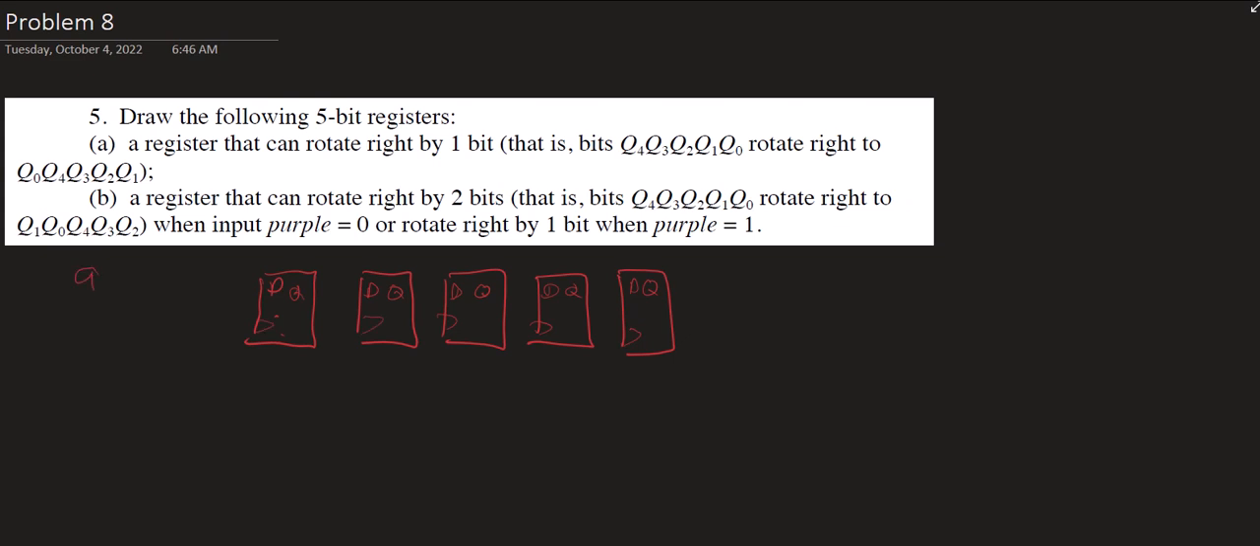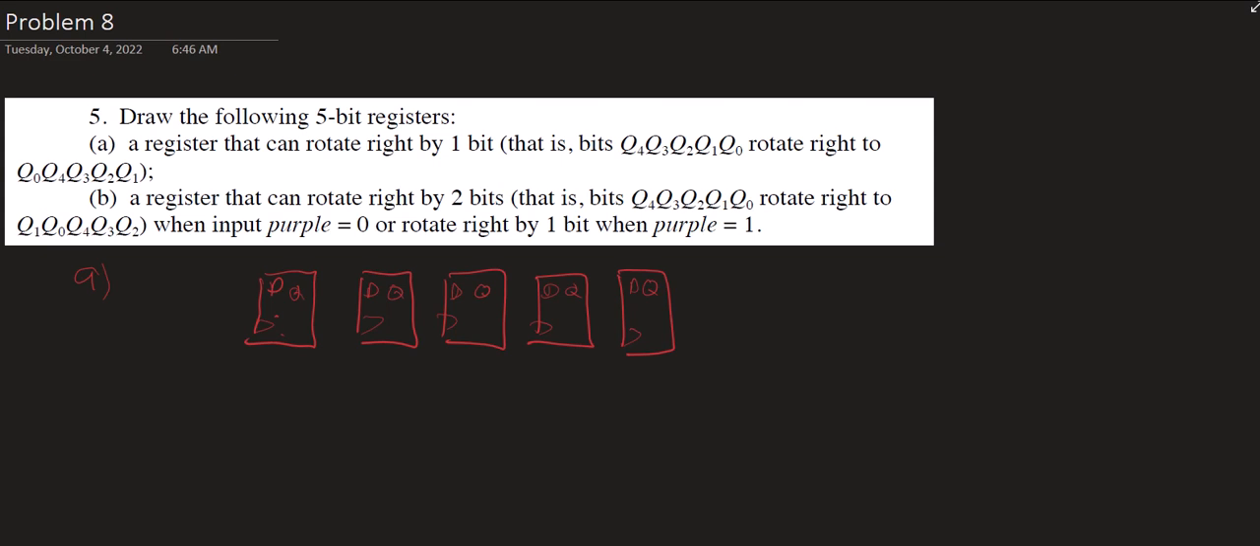Okay, so part A here is easy. It says can rotate right by 1 bit. That is bits Q4, Q3, Q2, Q1, Q0 rotate right to Q0, Q4, Q3, Q2, Q1.